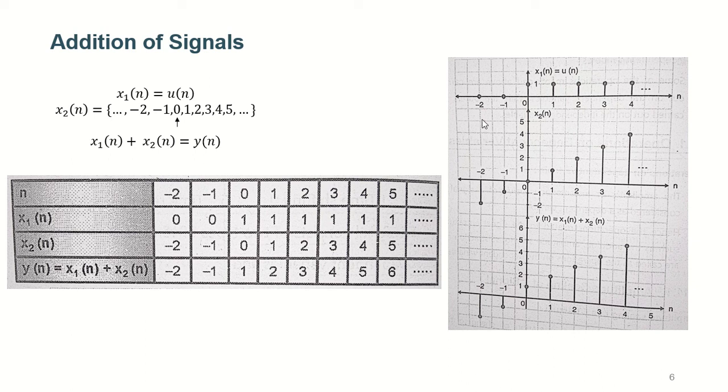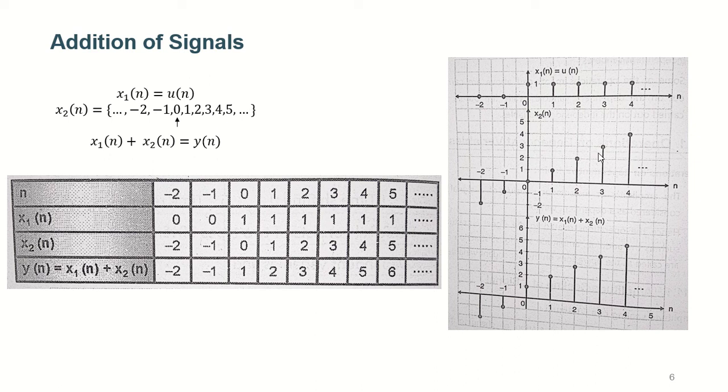See, for time minus 2, what is the value? 0. 0 plus, same here, for time equal to minus 2 it is having value minus 2. So 0 plus minus 2, minus 2. Again see, 0 plus minus 1, minus 1. Here it is having value 1. So 1 plus 0, 1. Again 1 plus 1, 2. 1 plus 2, 3.